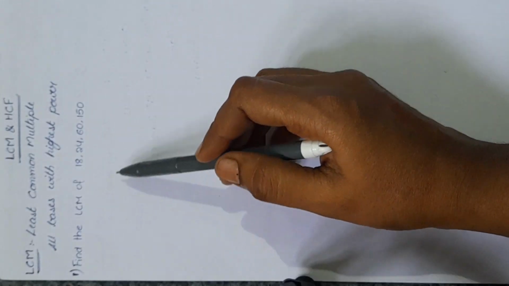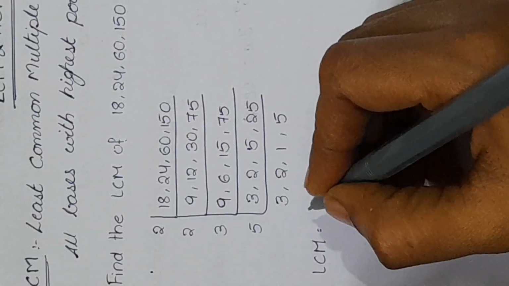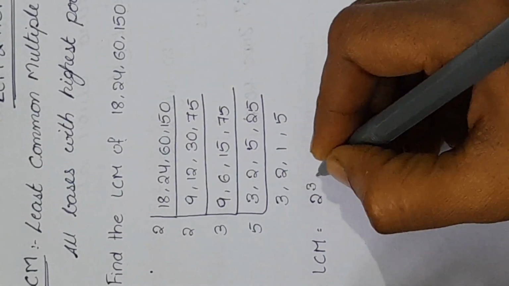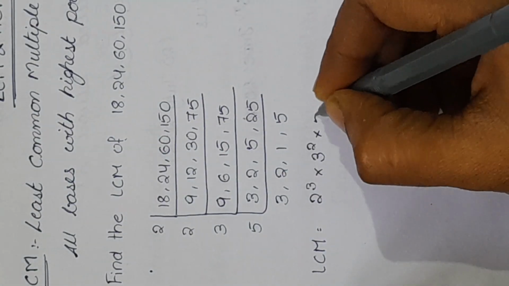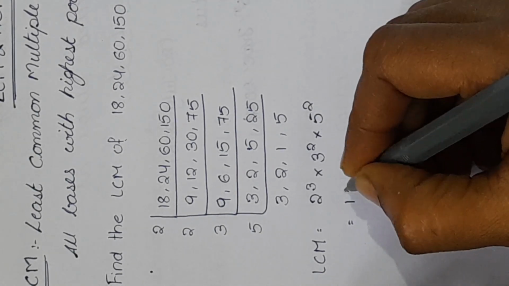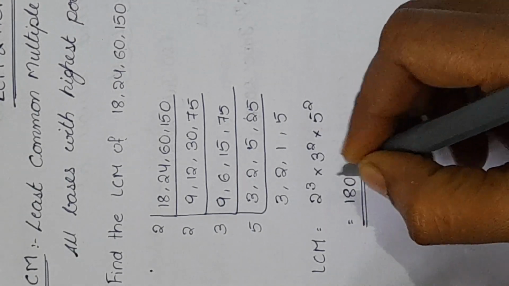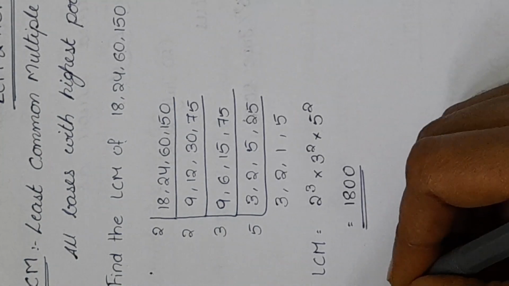We should write all the prime factors of all the numbers here. After doing this method, now the factors are 2 power 3 into 3 square into 5 power 2. The LCM is 1800 for 18, 24, 60 and 150. Now let us see another method.